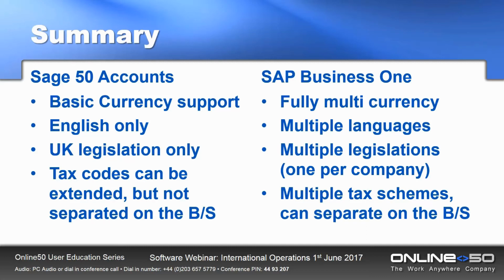So Sage 50 Accounts could be a good fit for a company with basic needs. A company that needs something with a bit more sophistication, or who have more exposure internationally, higher volume of transactions, carrying foreign currency assets and liabilities, they're going to need something more sophisticated and almost certainly should be considering the options in SAP Business One.